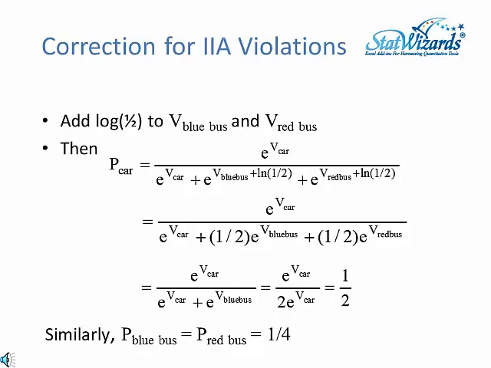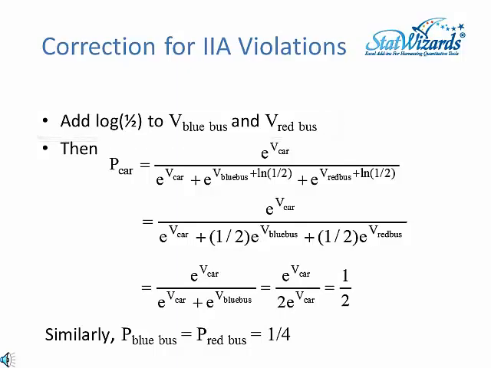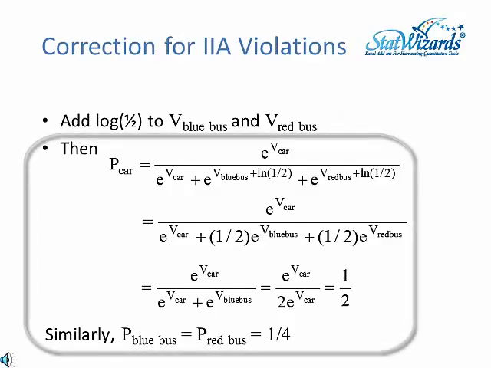So how do we correct for IIA violations, such as the one illustrated by the red bus blue bus problem? Mathematically, we can do that by adding the natural log of 1/2 to the representative values for the bus alternatives. When we do this and revise our calculations, as you can see in the slide, we arrive at the correct probabilities.